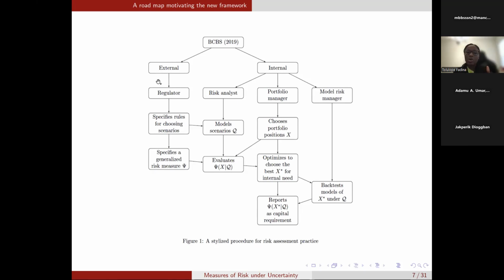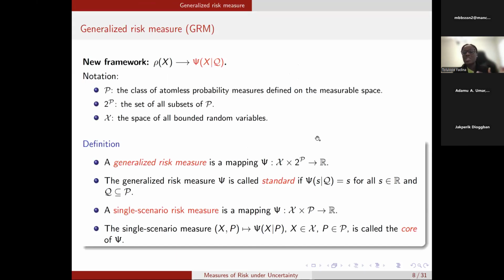Now, if we look at all the activities that happen there, the only thing that is fixed is the work of the regulator. Everything that happens with the financial institution changes on a daily basis. And again, this tells us that we can't fix a particular model P to evaluate the risk measure each time. This needs to change frequently. So this is another motivating example for why we decide to study risk measures, whereby the risk measure is jointly defined on the set of random losses and on the set of probability measures. So this is our new risk measure, which we call the generalized risk measure.